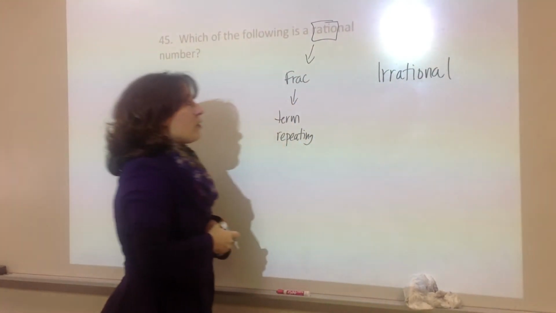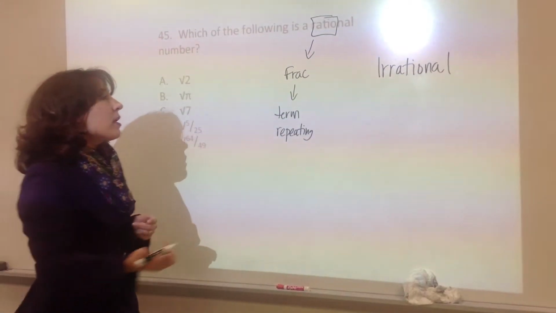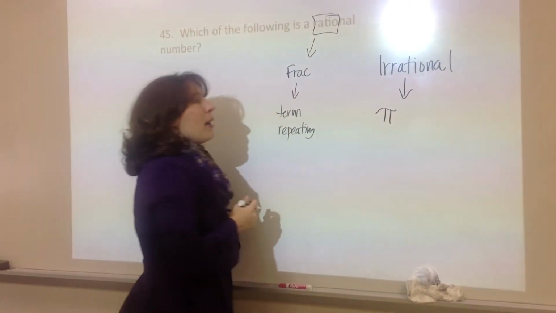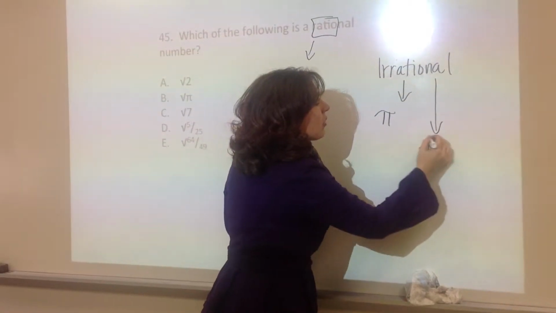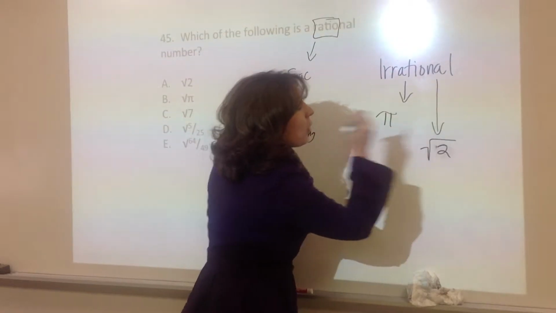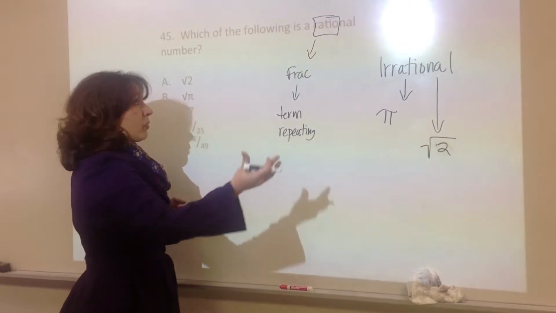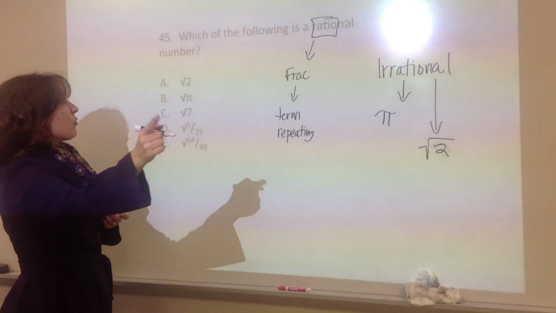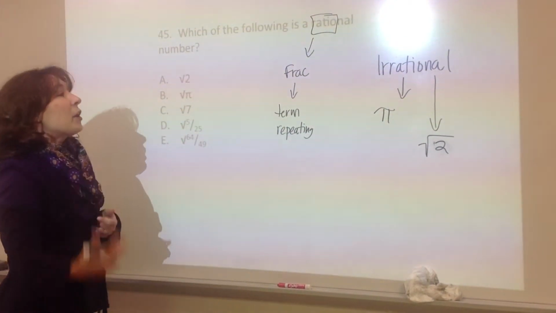Okay? Irrational numbers can't be written as fractions, and they're those crazy decimals. The most famous irrational number is pi. And you might also remember that many of your irrational numbers are your square roots, like the square root of 2, because those numbers go on forever, they don't repeat. So those are your irrationals. So we are looking for the one rational. So that means one of these is rational, and the other 4 are irrational.